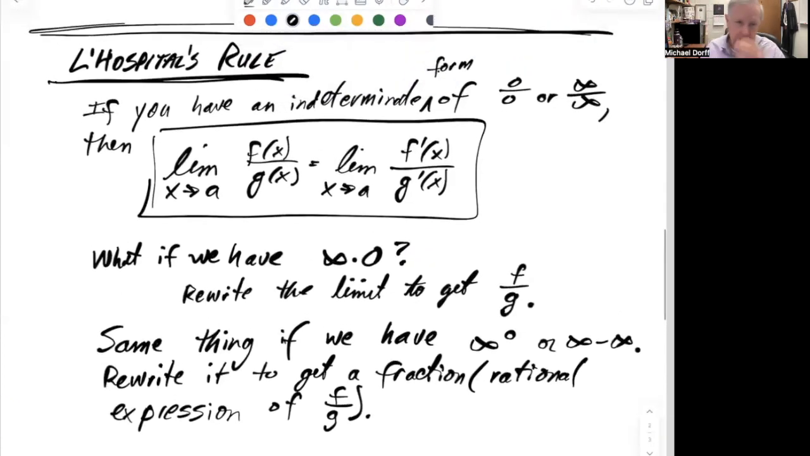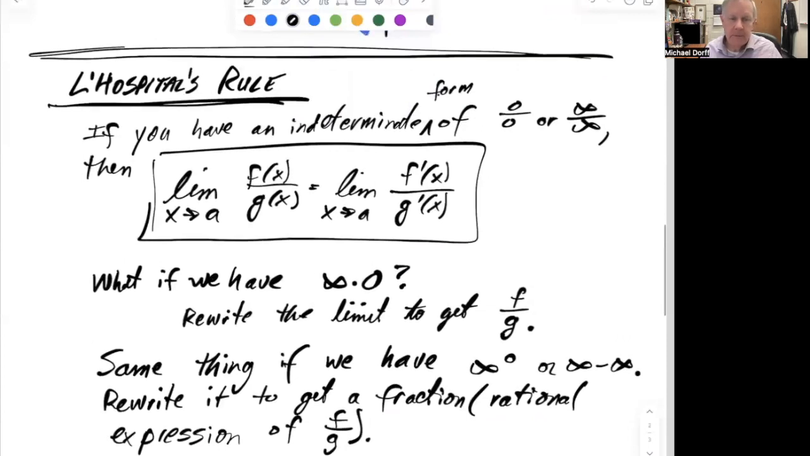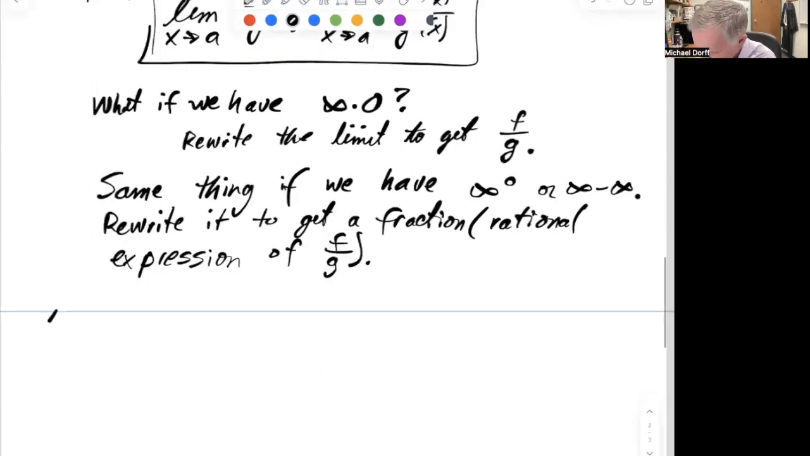But the key idea here is that if I have a limit of f over g, and when I do direct substitution, I get 0 over 0 or infinity over infinity, then that limit is going to equal the limit of the derivative of the top over the derivative of the bottom. All right, so here's an example. Example number 1.